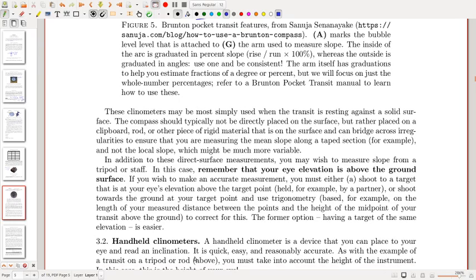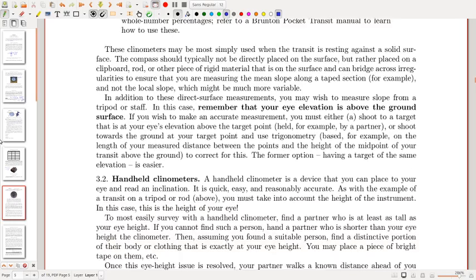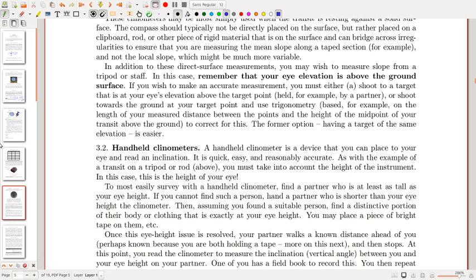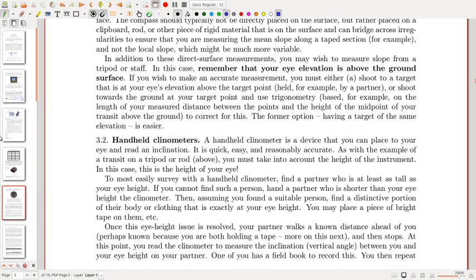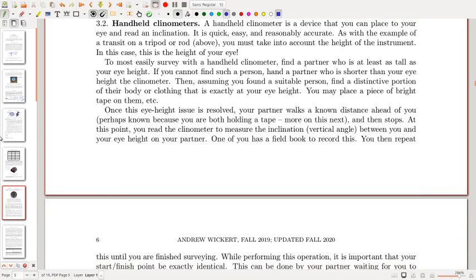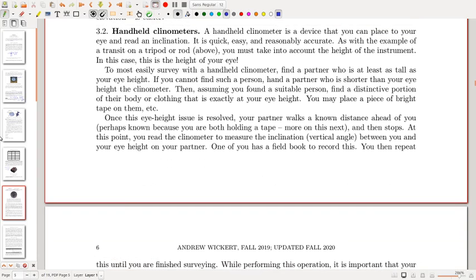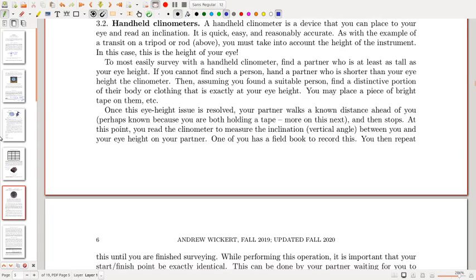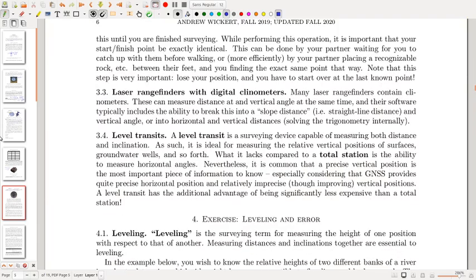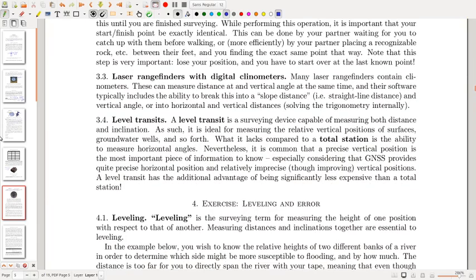So that's the Brunton pocket transit, and there's a bit of information here on how to use it. I'm going to leave that for you to read. You can also use a handheld clinometer, and that's an instrument that you hold up to your eye, and then it will read the inclination when you're looking across another feature. Again, these analog instruments are important. Laser rangefinders, some of these have digital clinometers, and a level transit is a very important piece of equipment.